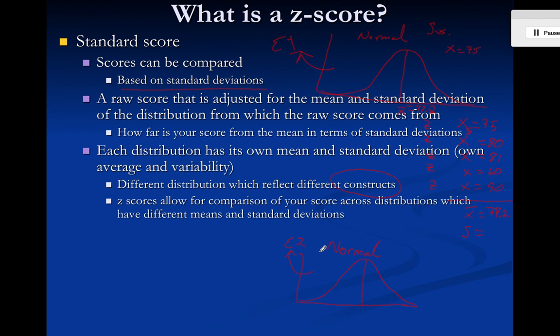So in other words, for exam number two, we're going to cover such things as Z distributions. We're also going to talk about probability. We're also going to talk about introductions to hypothesis testing. So in our second distribution, it represents a different construct. So in reality, think of it like this.